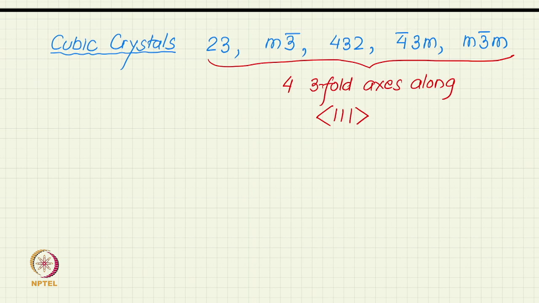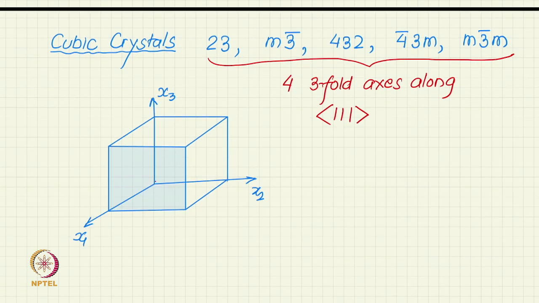So, let us see how these 4 threefold symmetry axes interact and affect the tensor properties to make any second rank tensor property isotropic for cubic crystal. So, let us begin with a cubic crystal. Let us consider the threefold axis along the 111 direction. This is the 111 direction, and obviously it has a threefold symmetry.